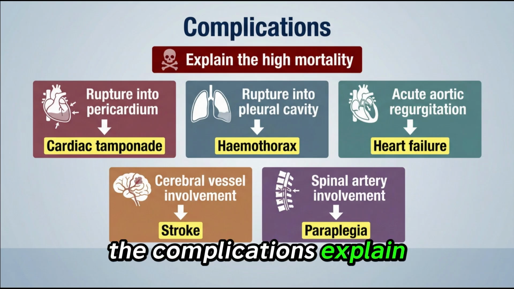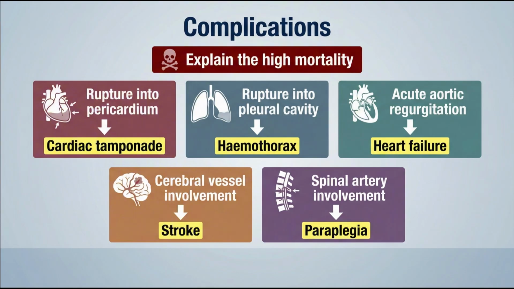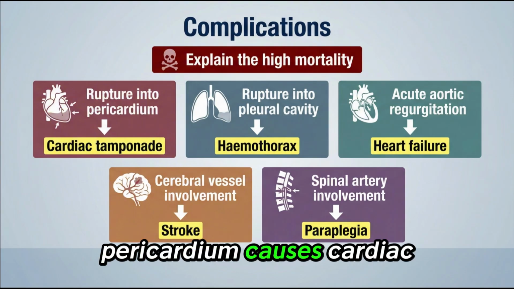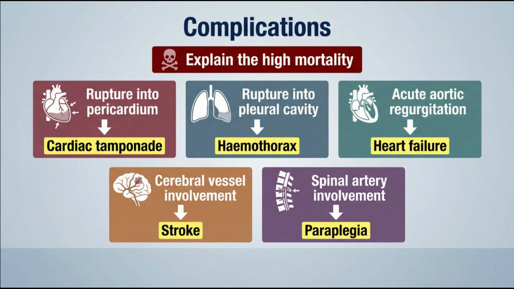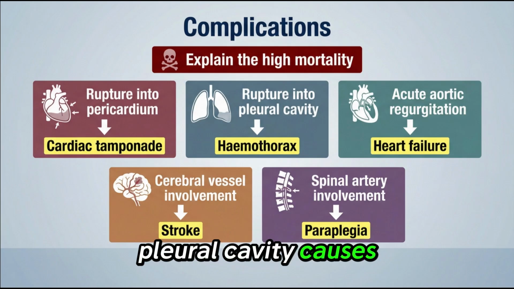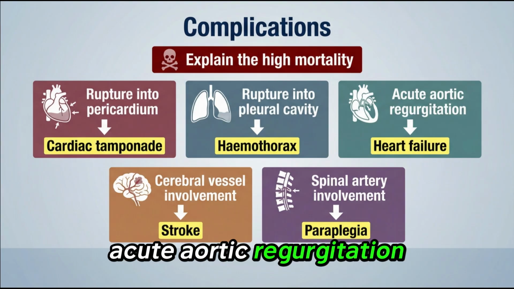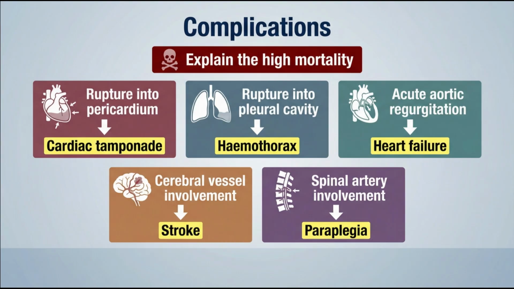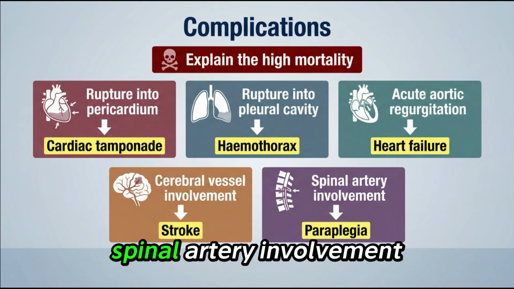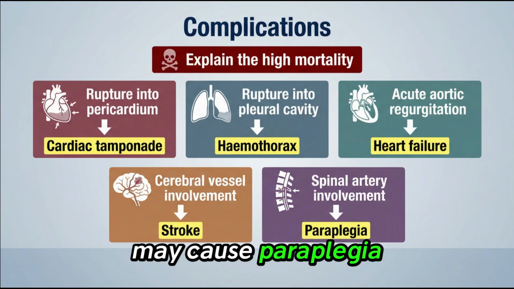The complications explain the high mortality. Rupture into the pericardium causes cardiac tamponade. Rupture into the pleural cavity causes hemothorax. Acute aortic regurgitation leads to heart failure. Cerebral vessel involvement causes stroke. Spinal artery involvement may cause paraplegia.